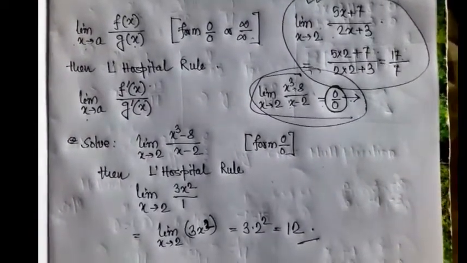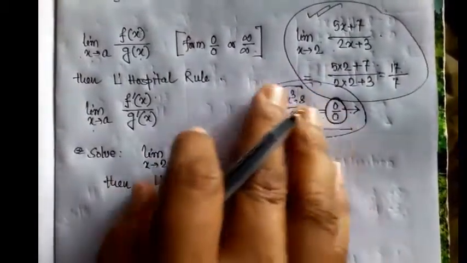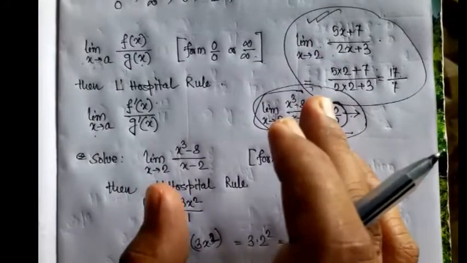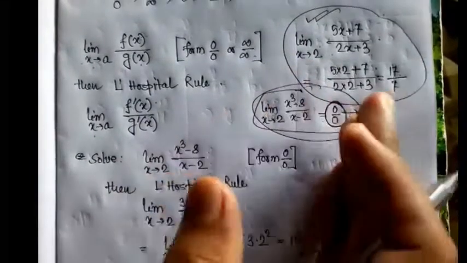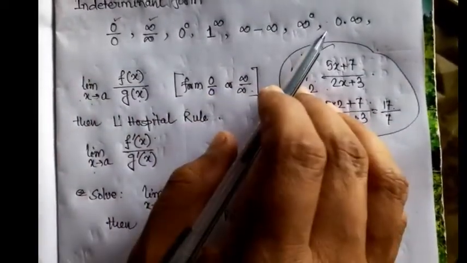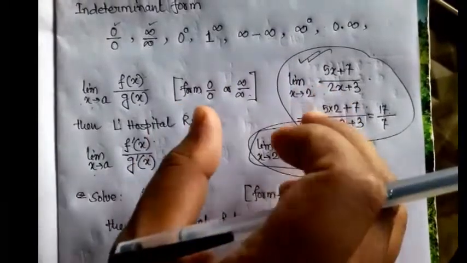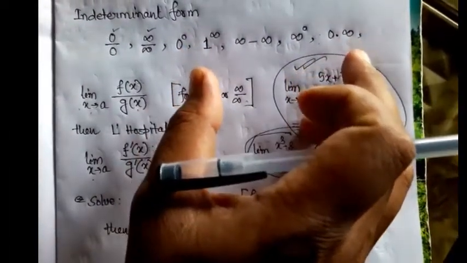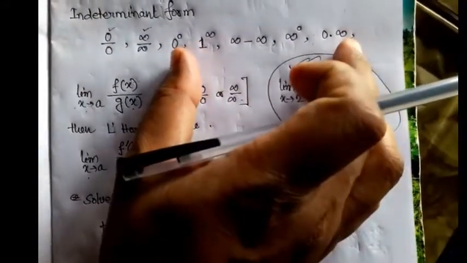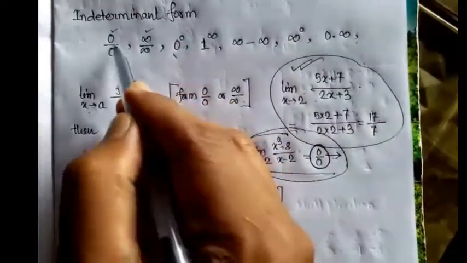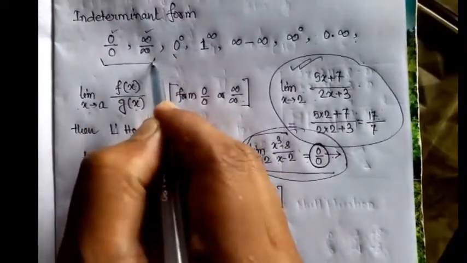Next example. I am considering some examples here, then automatically you can understand what is L'Hospital rule and how to solve a problem by L'Hospital rule. Just keep in your mind these 7 indeterminate forms, and one trick is, if you have the indeterminate form of limit of the other 5 forms, then you have to convert it into the first two. Actually these two forms are standard.